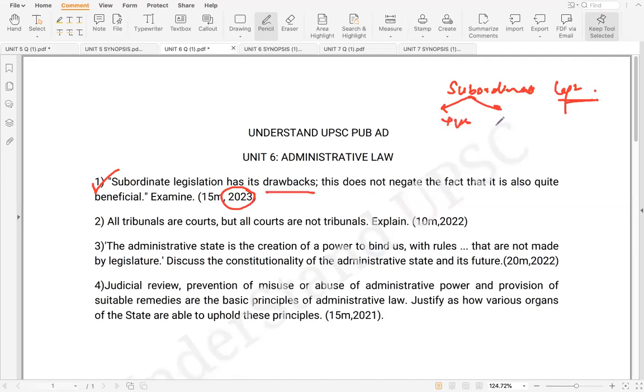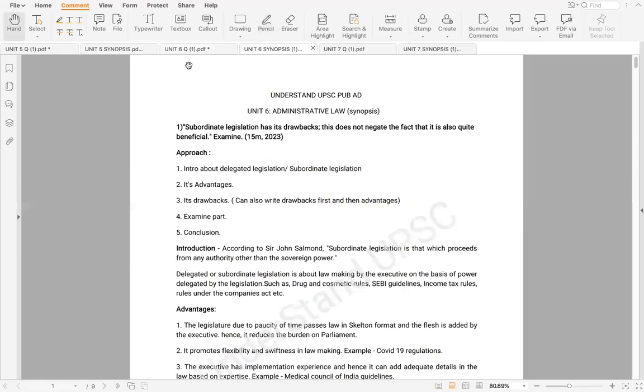We'll talk about both positives as well as negatives, and we'll try to talk about how to counter these positives and negatives to make it useful. So we'll also talk about the solutions. We always read about subordinate legislation. Very direct question. Directly moving on to the answer. The approach would be obviously the introduction, body, conclusion format.